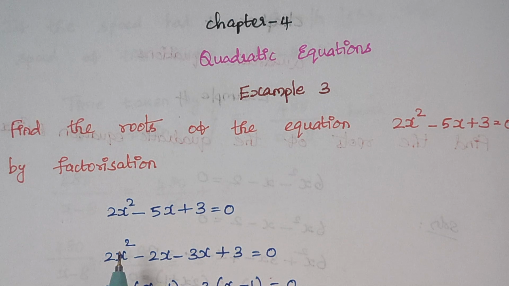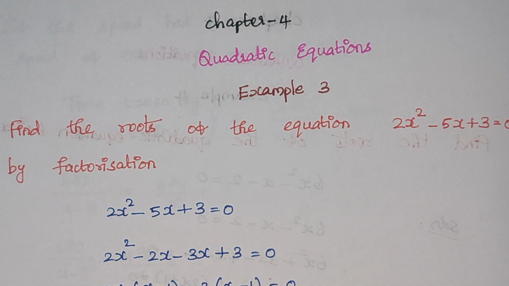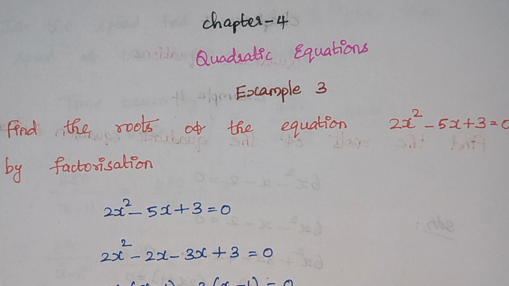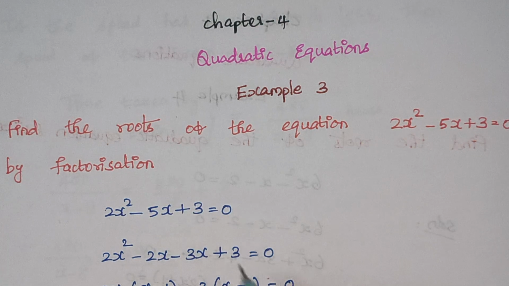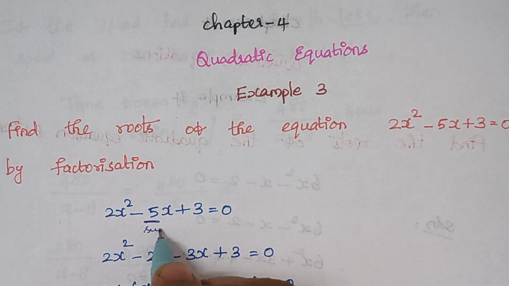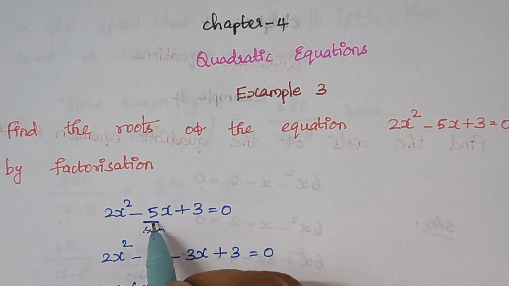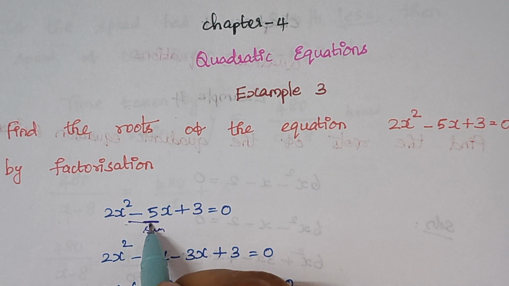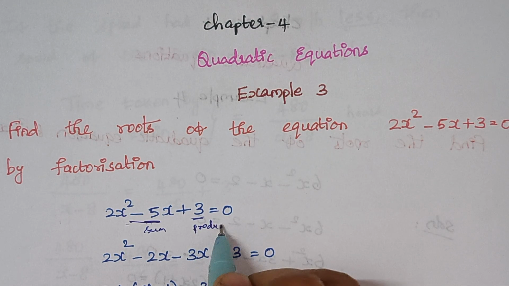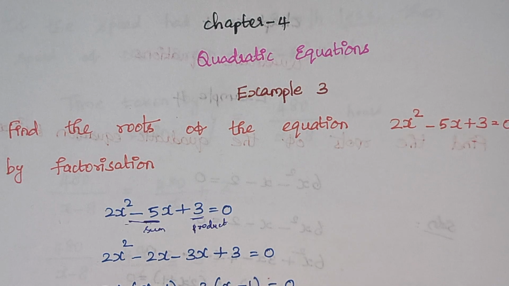factorization method. The basic concept here is that we have to find two numbers in such a way that when the two numbers are multiplied, we get the product, and when the two numbers are added, we get the sum. Obviously, this stands in the sum place. This is the sum when the two numbers are added. This includes the sign also. And this is the value of the product when the two numbers are multiplied.